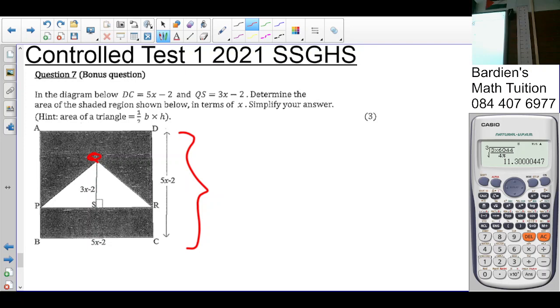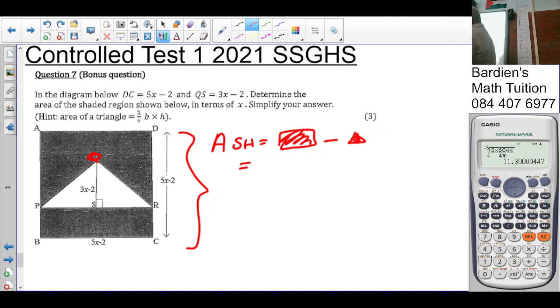Determine the area of the shaded region below in terms of x. Simplify your answer. Then we are told a hint that the triangle is half a base times height. So how do you calculate the area of the shaded region? It's going to be the area of a rectangle minus the area of the triangle. How do you calculate the area of a rectangle? Length times breadth, minus half, the area of a triangle, base times perpendicular height.